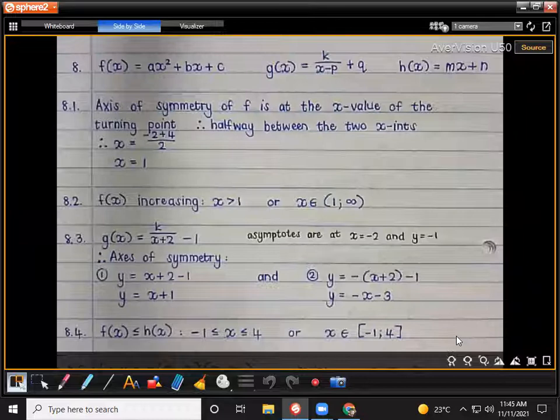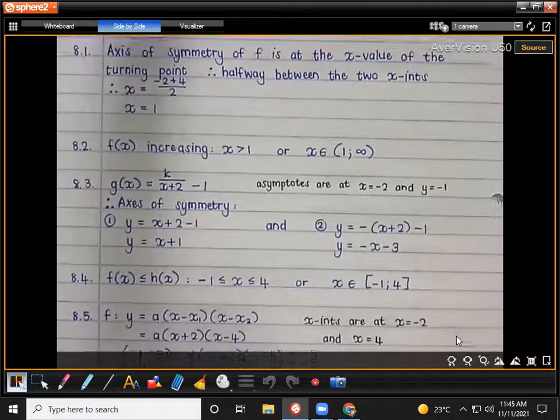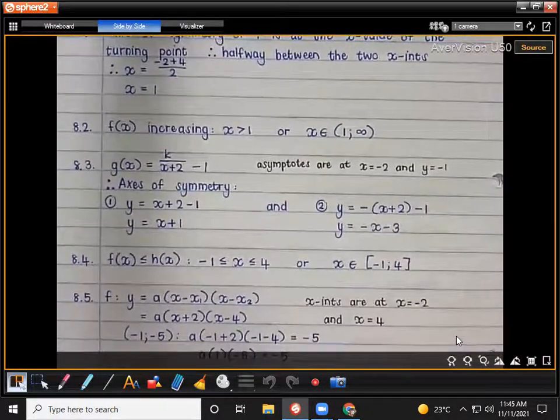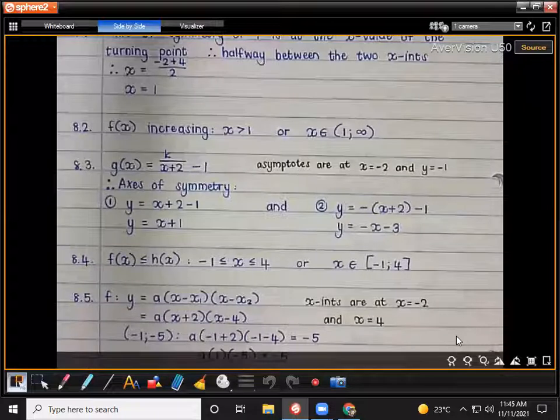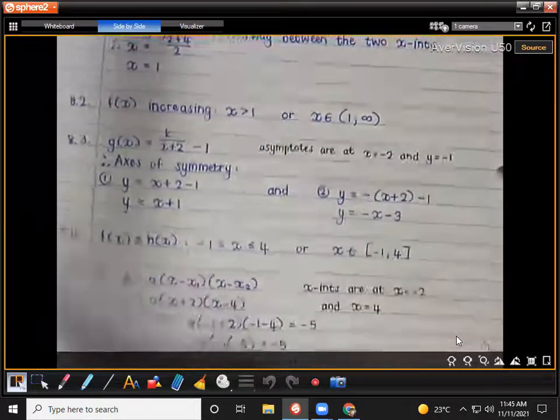For 8.3, they asked for the axes of symmetry of the hyperbola. You didn't actually need the whole equation of that graph. You just needed the denominator and the q value. Right, remember we copied down, it was actually a lesson that I recorded for you guys. To get the axes of symmetry, I had it here somewhere. Oh, it's in this note. Let me just show you quickly.